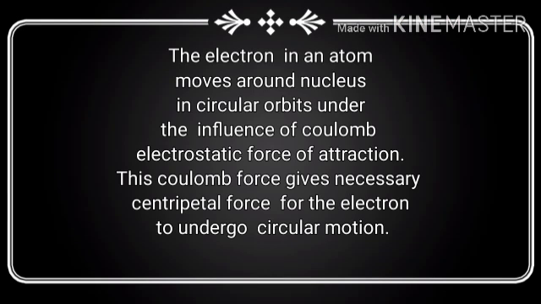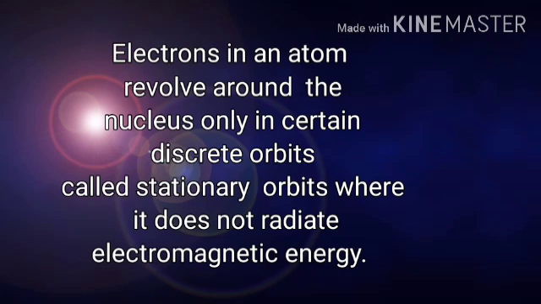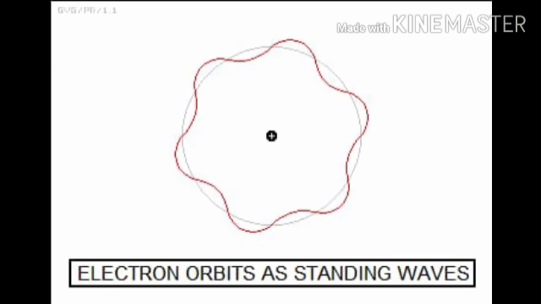In the atom, we know the electrons revolve around the nucleus in circular orbits under the influence of the Coulomb electrostatic force of attraction. This Coulomb force is the necessary centripetal force for the electron to undergo circular motion. Electrons revolve around the nucleus only in certain discrete orbits. These are called stationary orbits. An electron revolving in these orbits does not radiate electromagnetic energy. Only those discrete orbits are allowed.